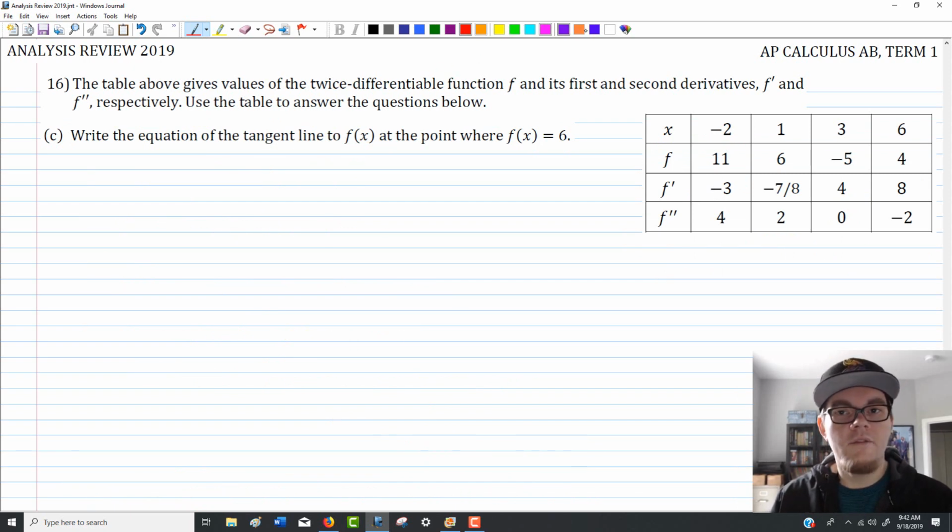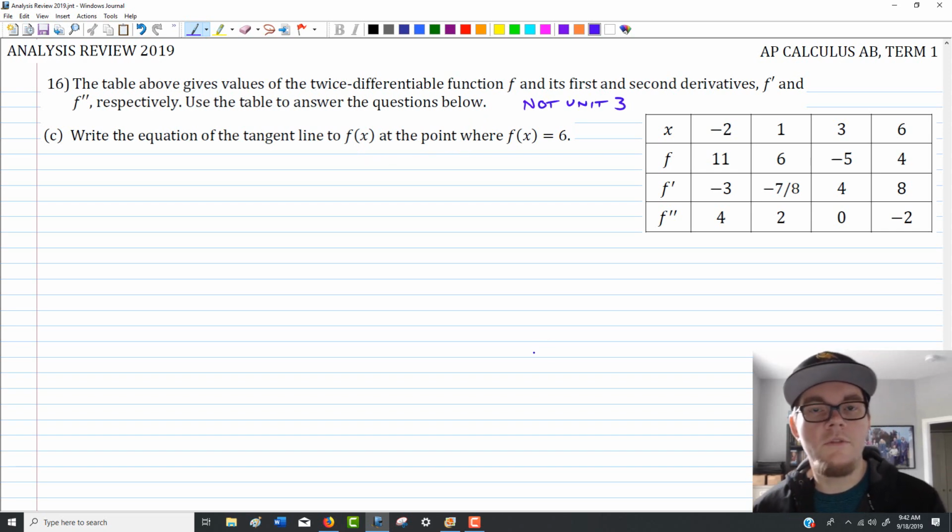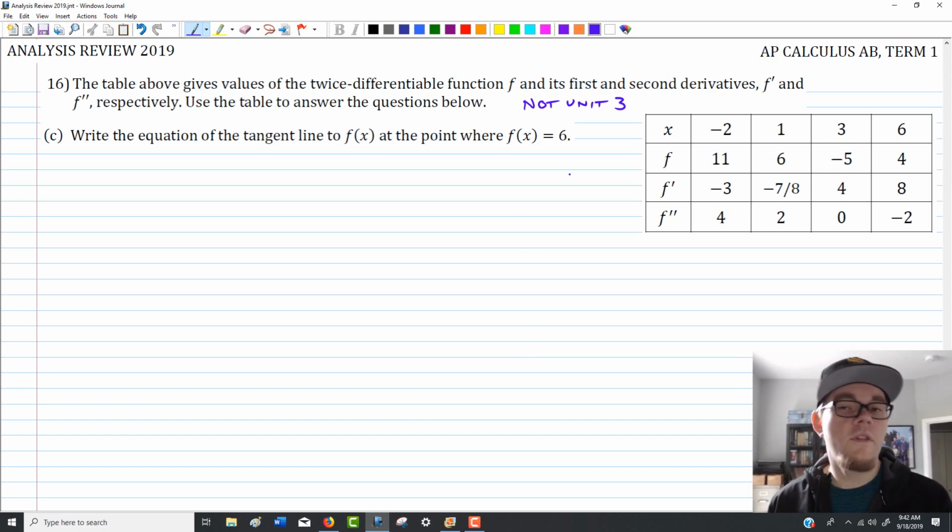Write the equation of the tangent line to f of x at the point where f of x equals 6. So as a heads up, this is not actually a Unit 3 question. This is just basically a quick follow-up to a question from the differentiation exam that people really struggled with in 2019. And I'm asking it because this sort of thing should appear somewhere else as well.